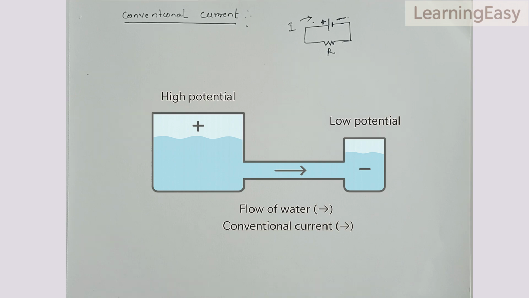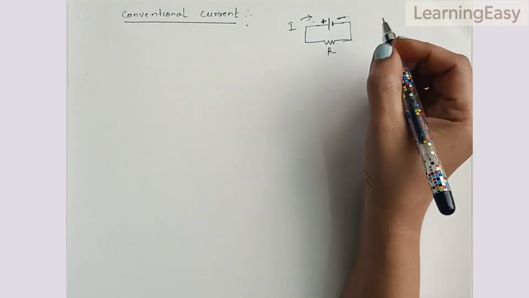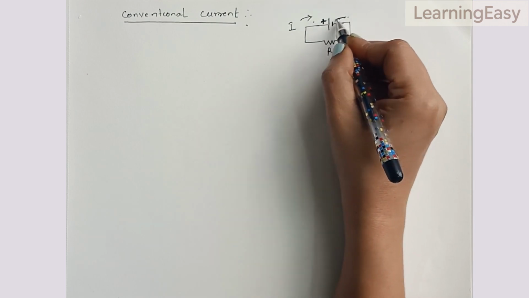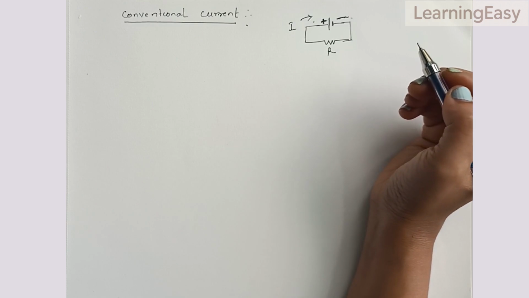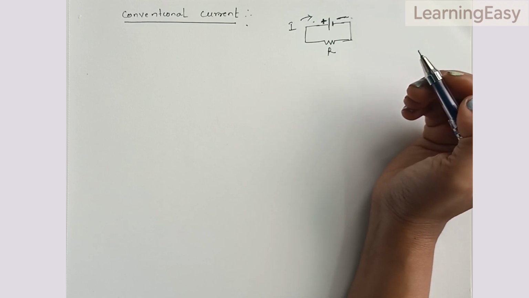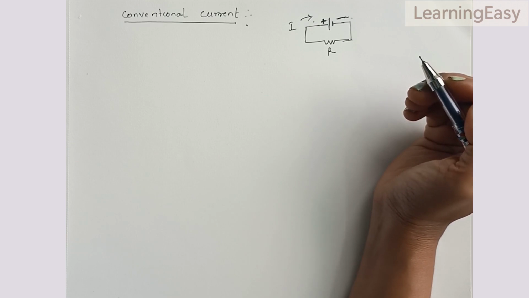Conventional current is used in all electrical circuit analysis. This direction of current is accepted worldwide. It is from the high voltage side to the low voltage side. This convention ensures that all engineers, students and technicians can understand and communicate about the circuit in the same way.